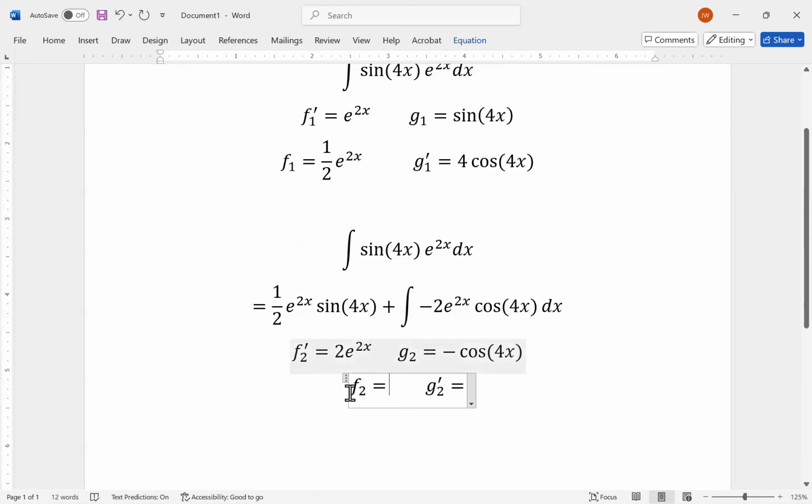Now, if I take the antiderivative of the f prime, I'll get f. The antiderivative of e to the 2x will be e to the 2x, and then I divide by 2. So the coefficient here was originally 2, now I'm dividing by another 2, and I get a new coefficient of just 1. If I take the derivative of cosine, I get negative sine. So negative times a negative becomes a positive sine of 4x. And then I have to multiply times the derivative of the inside function, which is 4.